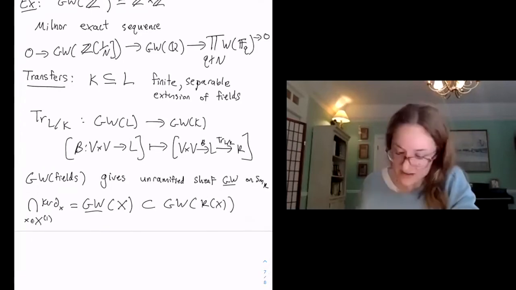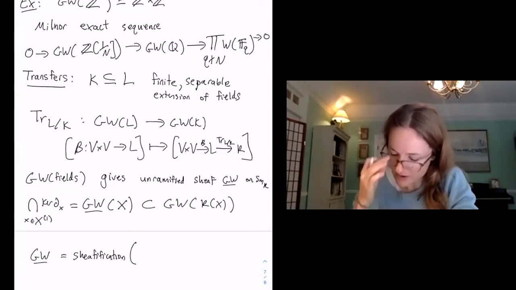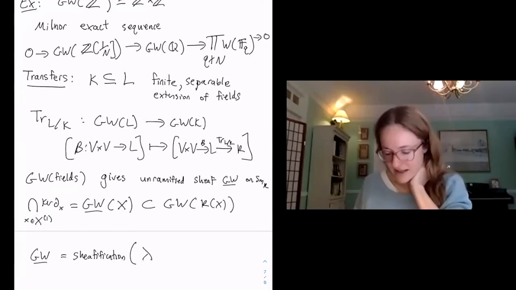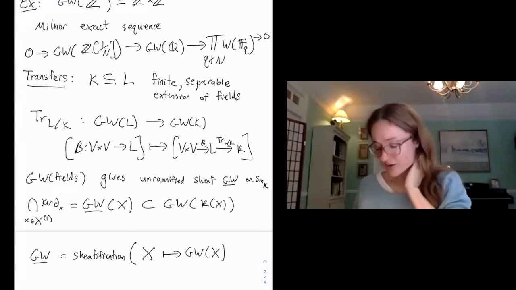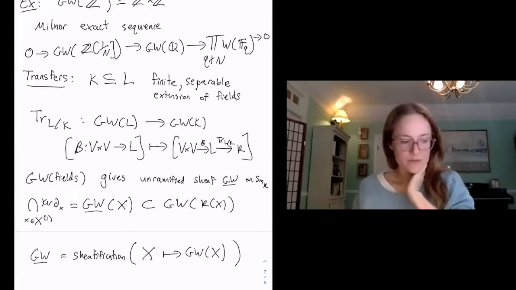And it has an alternative description. It's the sheafification in the Nisnevich or Zariski topology of sending X to GW of X, where now this means the symmetric non-degenerate bilinear forms on vector bundles on our X. And this is a great sheaf.